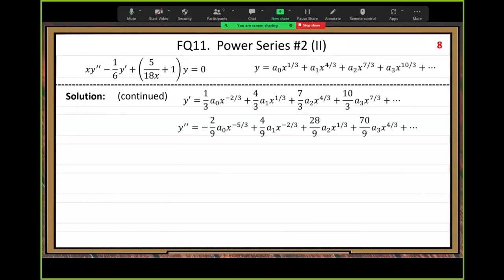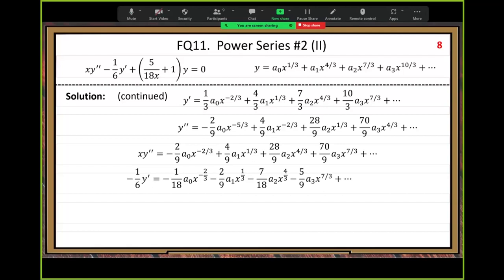So here I copy. On this slide, if you copy, it's the same thing. But to do the calculation, we need x times that. So let's do another round. x times y double prime. We just change the exponent for each term: add 1. Then there's the minus, so we multiply by minus 1/6, each term.